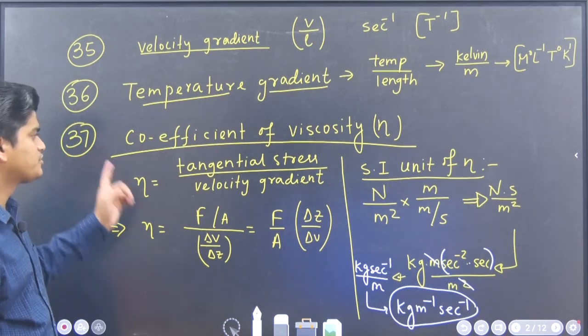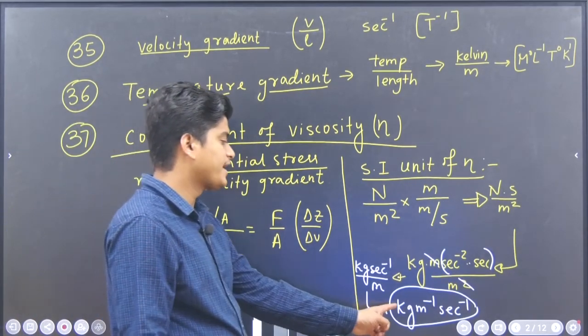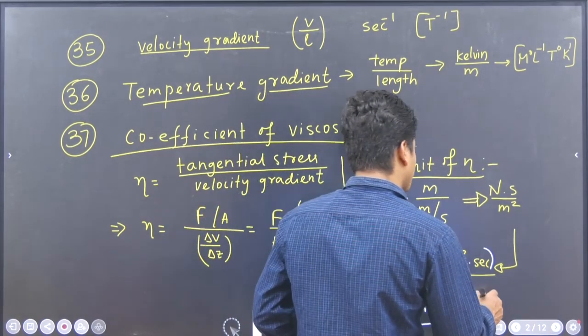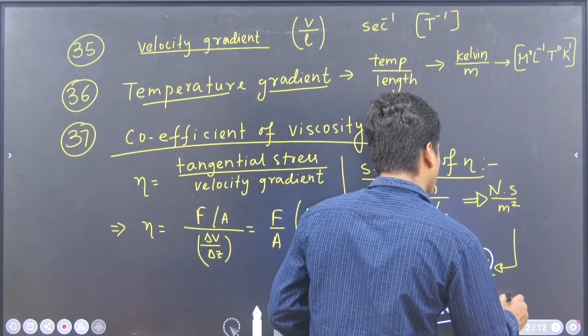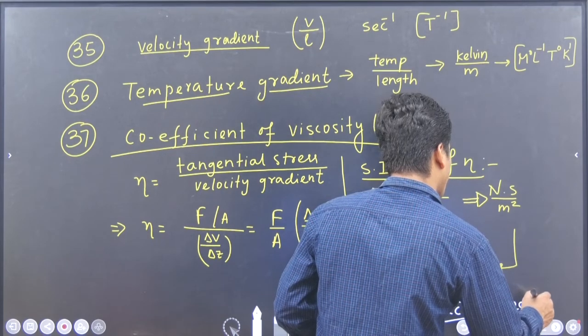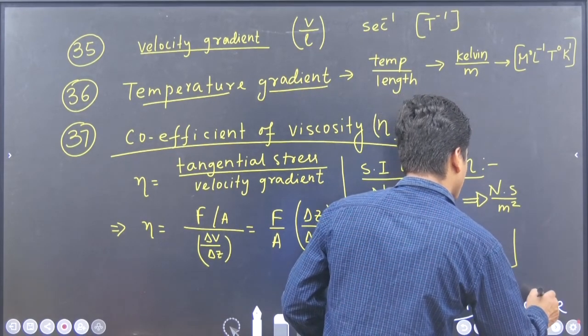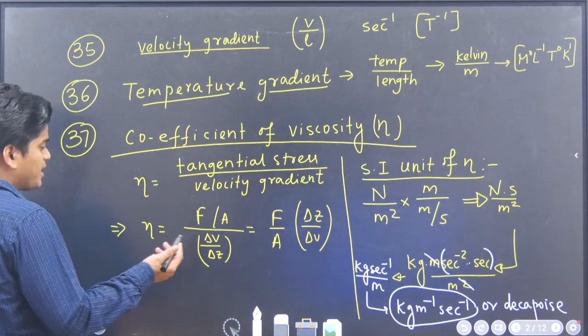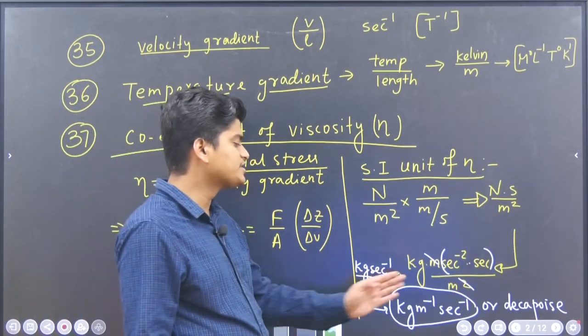Okay. So what is the coefficient of viscosity SI unit? Now it is kg meter inverse second to the power minus 1. This SI unit is also called decapoise. Okay. Now similarly, from here you can tell what the CGS unit is.